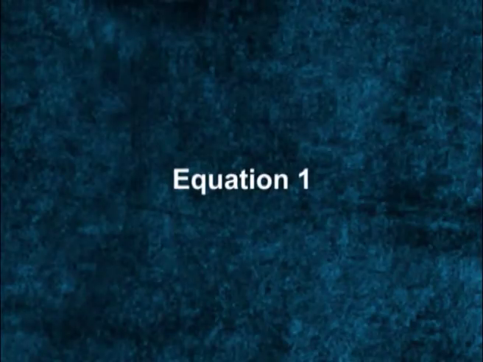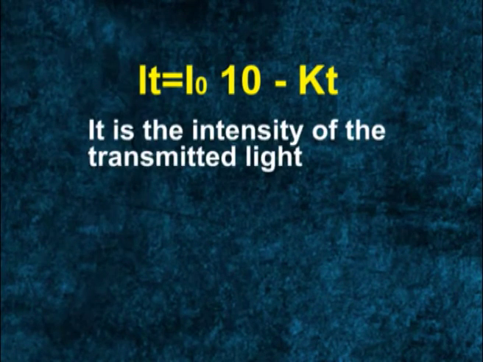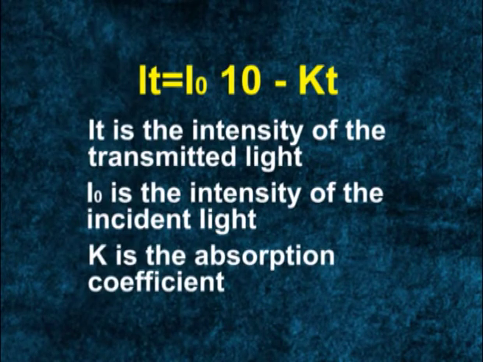We will see now the equation. IT is equal to I0 times 10 to the power minus KT, where IT is the intensity of the transmitted light, I0 is the intensity of the incident light, K is the absorption coefficient.